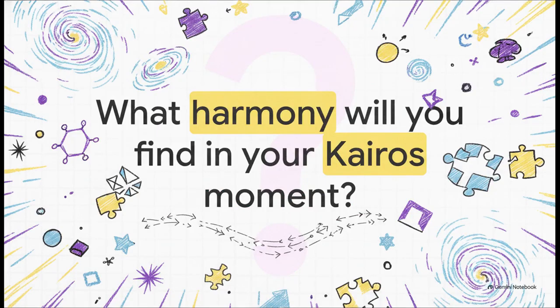Which leaves us with this final thought. You are a witness to the universe's explosive combinatorial history. You are living right now in the shattered symmetry, riding the wave of that factorial engine. So, what compressed harmony will you recognize in your own Kairos moment today? How will you pull meaning out of the chaos of time?